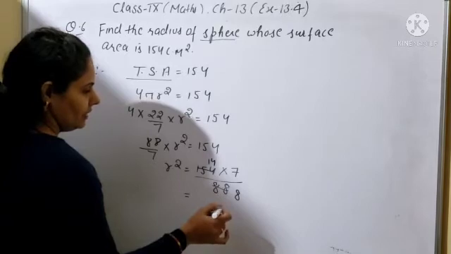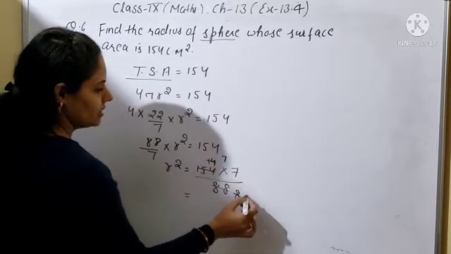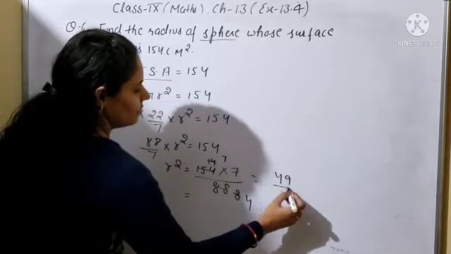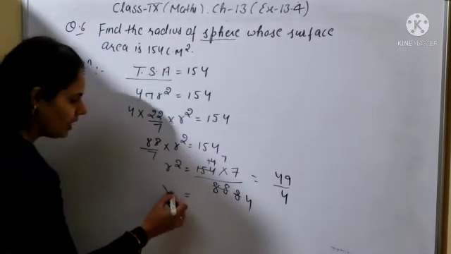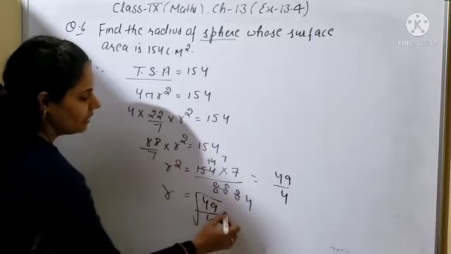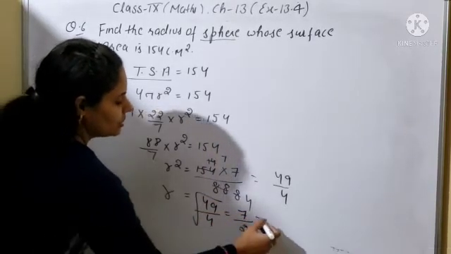Now 2 7s are 14, and 2 4s are 8. So it will be 7 7s are 49 upon 4. Clear? So this is the value of r square. But you will find out the value of r. When the square goes to the right side, it converts into the square root. 49 square root will be 7, and 4 square root will be 2. So it is 7 by 2.